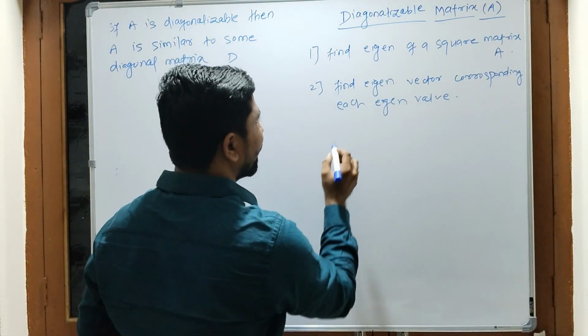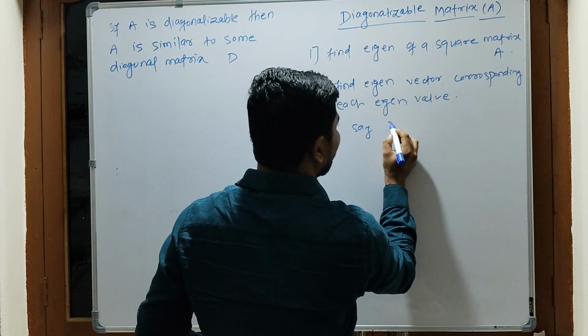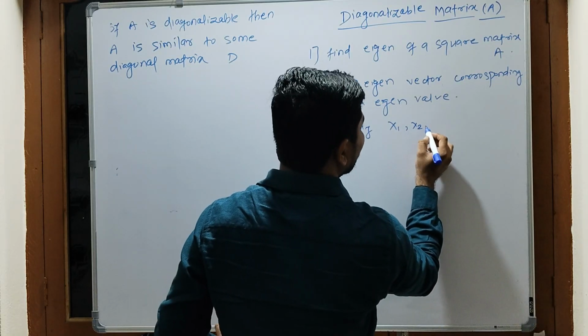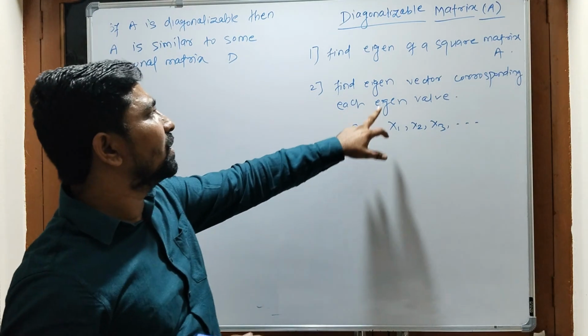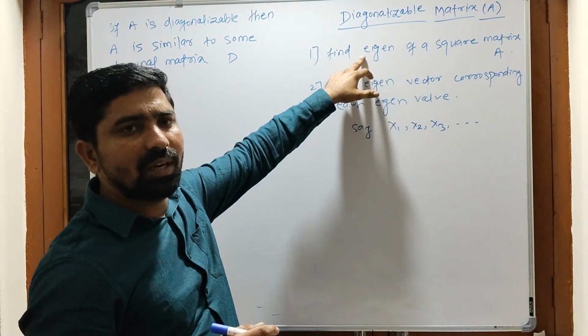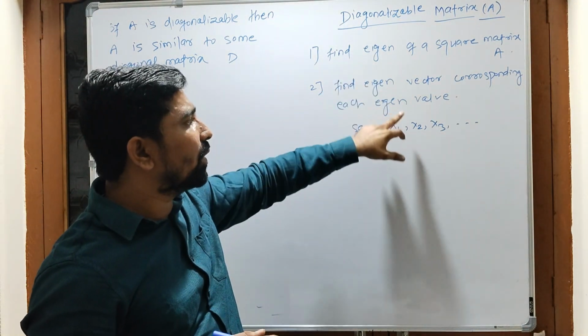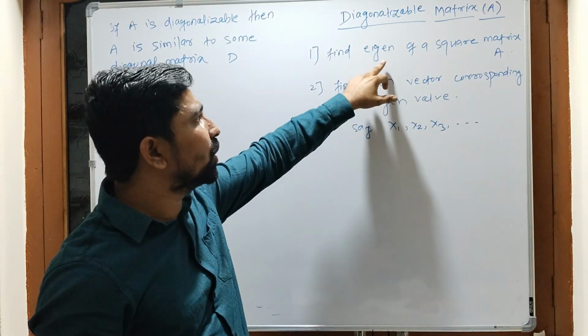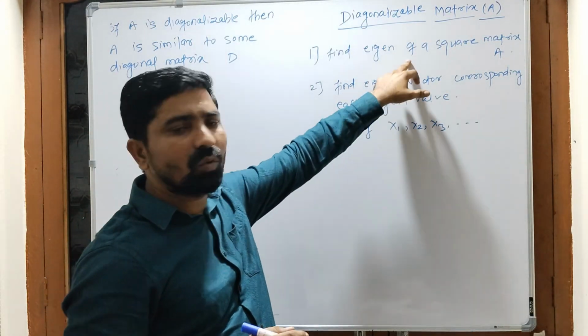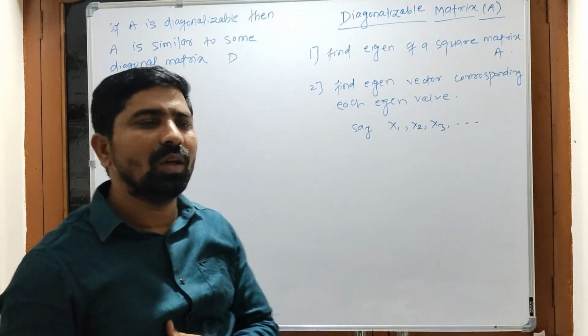So here I will write x1, x2 and x3 and so on. For example, if you have 3 eigenvalues, find the eigenvectors corresponding to the eigenvalues, that is, find x1 corresponding to lambda 1, find x2 corresponding to lambda 2 and find x3 corresponding to lambda 3.